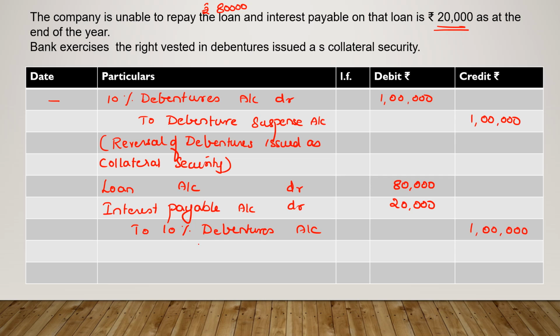So this is how there is conversion of loan and interest payable into debentures. So now there is no more loan account or interest payable in the books of the company. It is being replaced with 10% debentures which get issued, and now the bank holds in its hand 10% debentures of 100 each. So this is how you would do the accounting treatment when the company is unable to repay the loan. I hope that is clear.